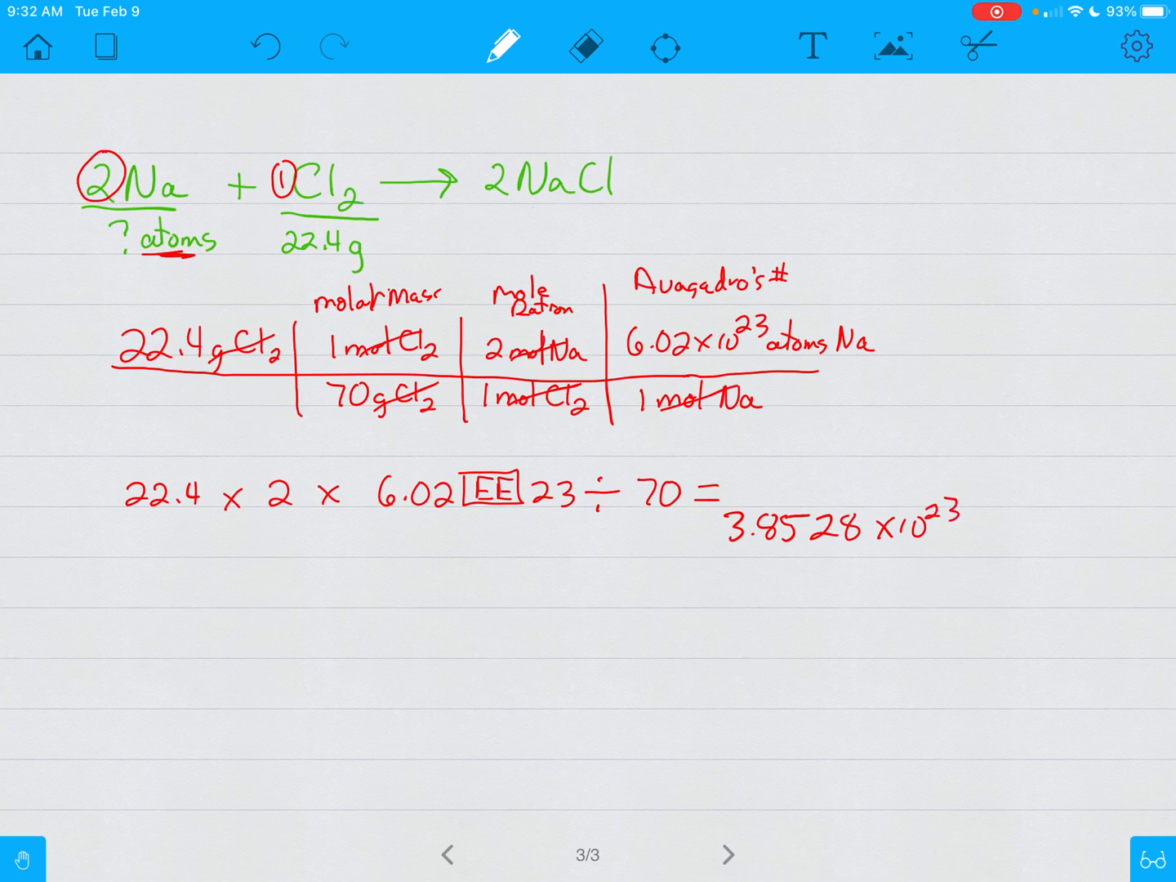But we don't want that. Go back over here. Sig figs is 1, 2, 3 sig figs. So that's going to be 3.85 times 10 to the 23rd atoms of Na. And that is our answer.